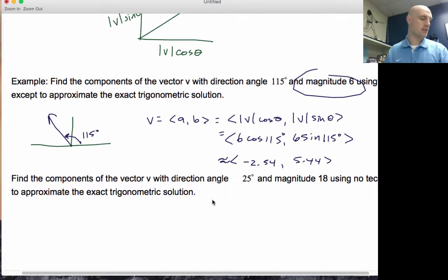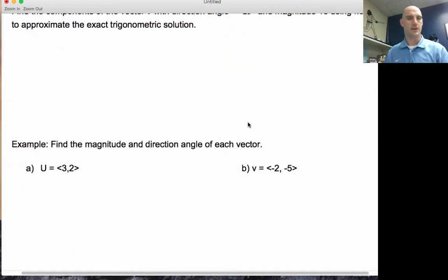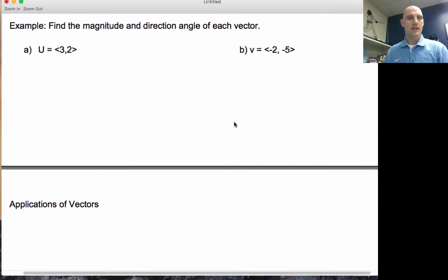Same thing down here. This is another example. You can go ahead and do that one, but you're going to end up with a pretty straightforward answer just like we did up here. Now: find the magnitude and direction angle of each vector.